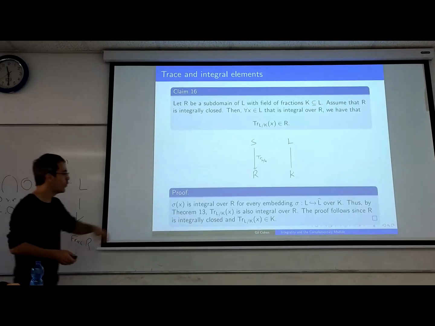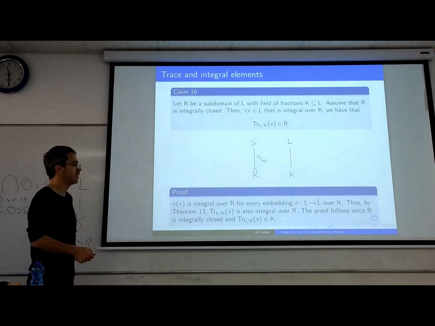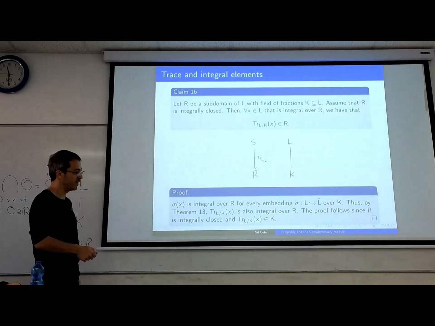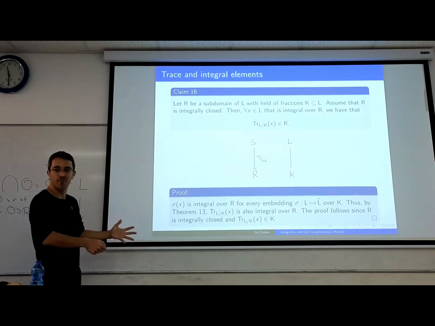Right. Good. So we know that the sum of these, which is the trace, is integral over R, but it's in K. I mean, the trace always goes to K, but we know that it's integral over R, and since R is integrally closed, it means the trace is in R.